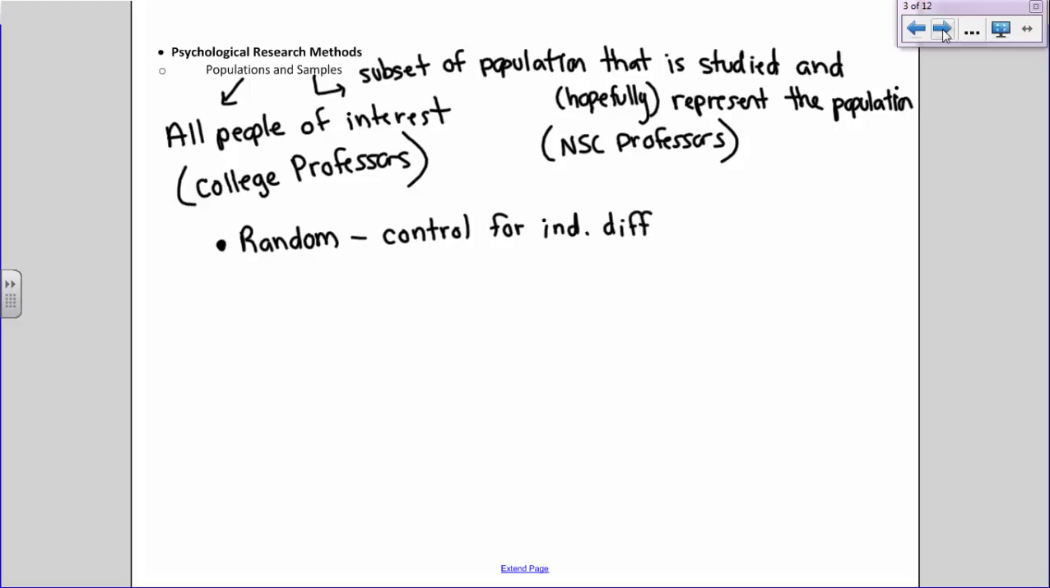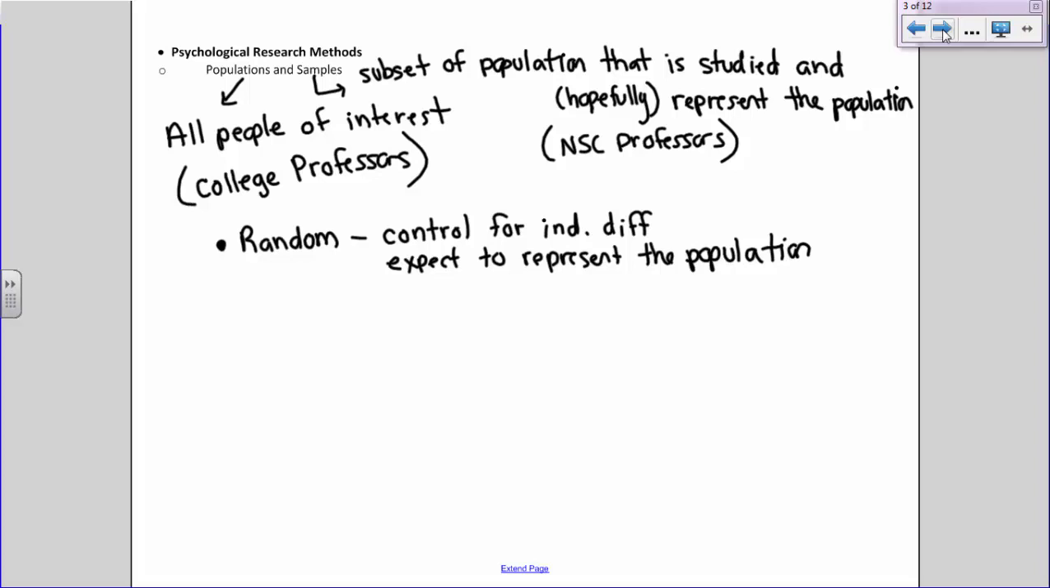And it's expected to resemble or represent the population. Now, think about my example above, right? If I want to study all college professors, so I take a sample, even a random sample, of Nevada State College professors, how representative will that be of the population?